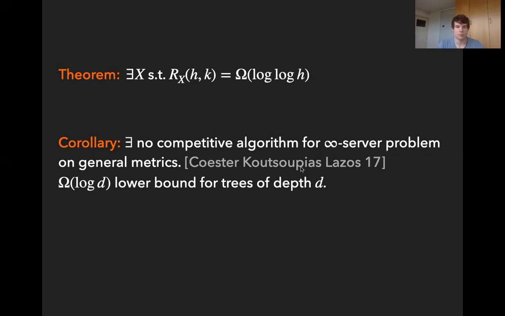So it was shown, well, we showed with Koutsoupias and Lazos before that the existence of a finitely competitive algorithm for this problem would be equivalent to a positive answer to the questions for the HK server problem. And now, because we have a negative answer, we therefore see that there cannot exist such an algorithm for the infinite server problem on general metrics. And we could also express this lower bound as a function of the depth D of a tree, and then it would be logarithmic in the depth.